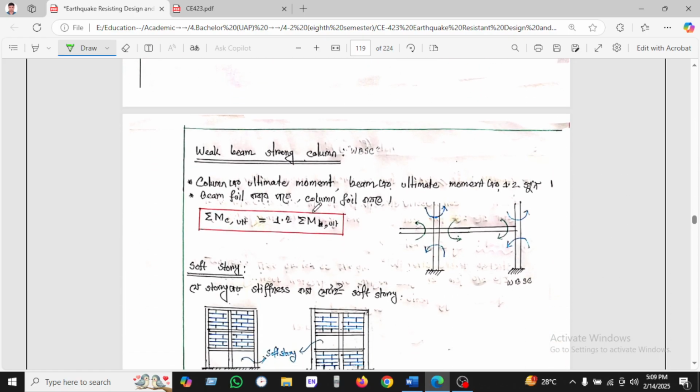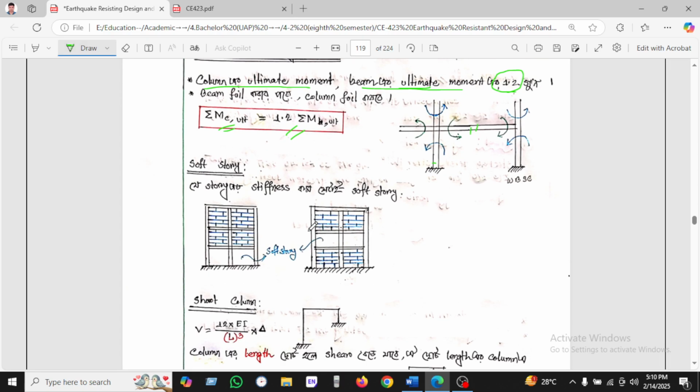Another topic is the weak beam strong column. This is the picture we have been seeing. This is the column and this is the beam. The ultimate moment of the column, compared to the ultimate moment of the beam, will be 1.2 times the total. So you can see the column ultimate moment will be 1.2 times that of the beams.